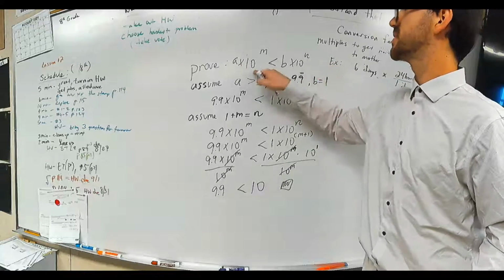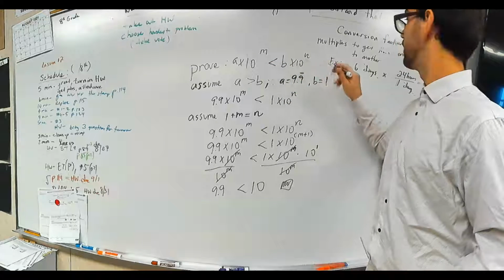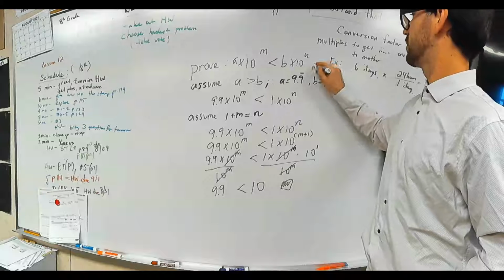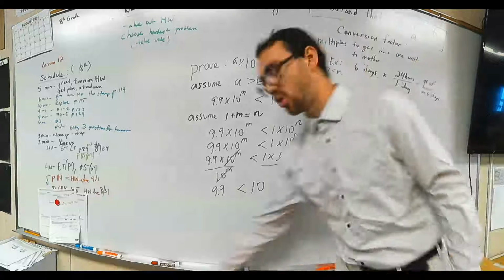We have proved that A times 10 to the power of m is always less than B times 10 to the power of n if m is less than n. So now we proved that for all cases.